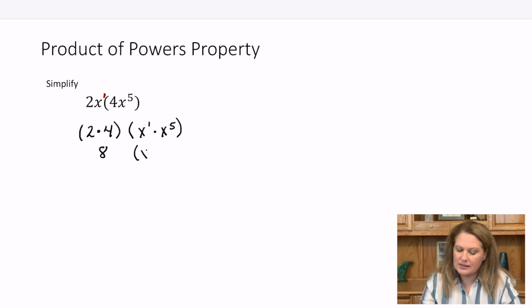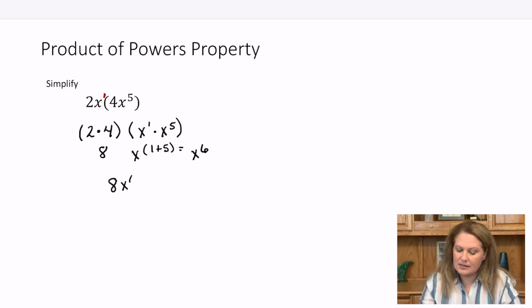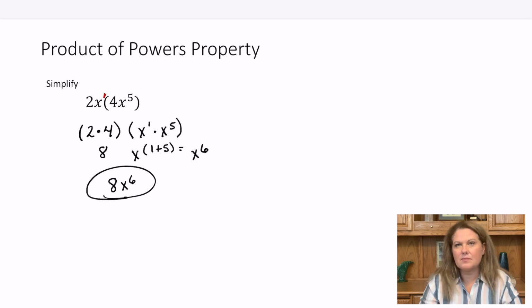Oh, let me erase that and try that again. So I'm going to say x, in my exponent, 1 plus 5. That's going to equal x to the 6th. Take and put my terms together. That's 8x to the 6th power. That's my answer.